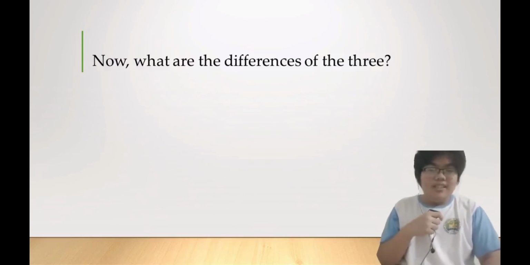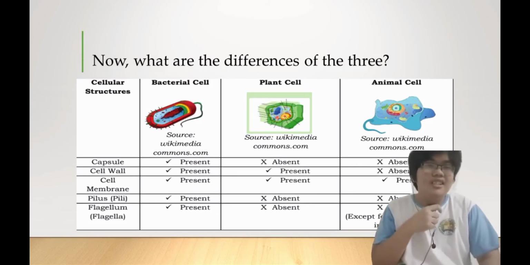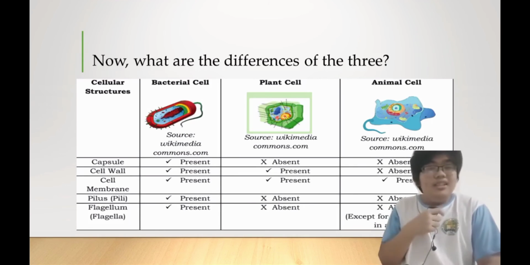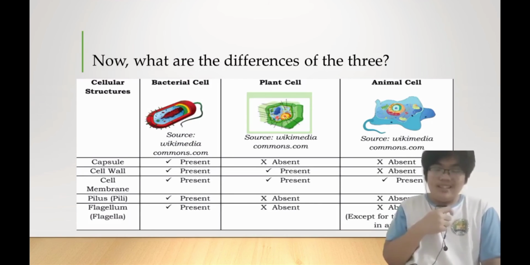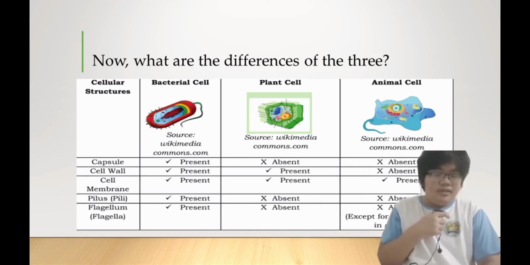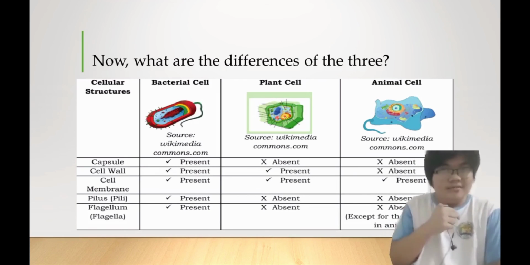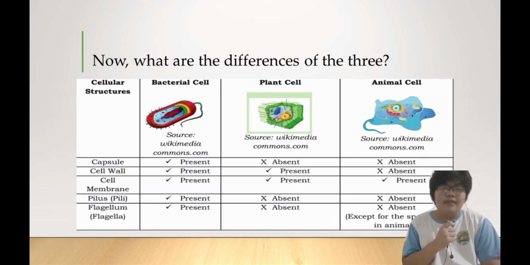Now, what are the differences of the three? As you know, cells are categorized into three classifications. First is the bacterial cell, which is a kind of prokaryotic cell, and the plant cell and animal cell are eukaryotic cells. As you can see on the table that the editors will flash on the screen, we have 5 cellular structures. We have capsule, cell wall, cell membrane, pilus or pili, and flagellum or flagella. Bacterial cells have all 5 of those cellular structures because they need protection from extreme conditions.